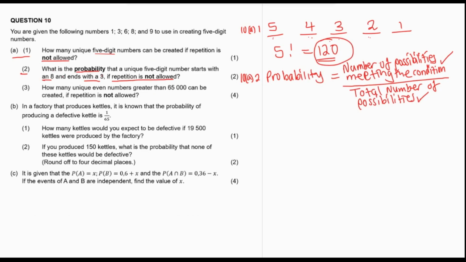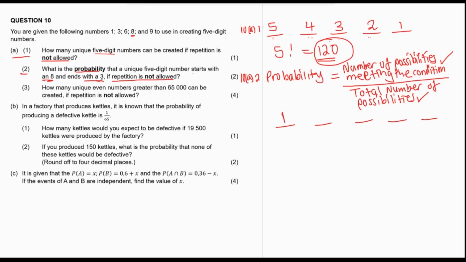So it says, what is the probability that a unique 5-digit number starts with an 8 and ends with a 3? So that's a condition. When we are finding these possibilities, we start with the restrictions. So we still have our 5 slots: 1, 2, 3, 4, 5. The first number must be an 8. How many choices do we have? We only have one 8, so we only have one choice here.